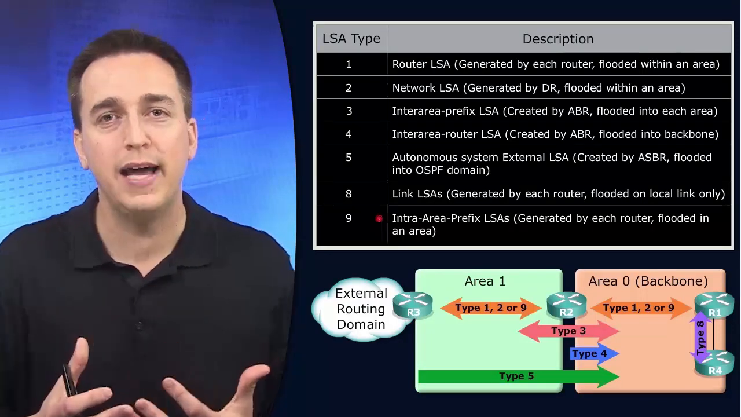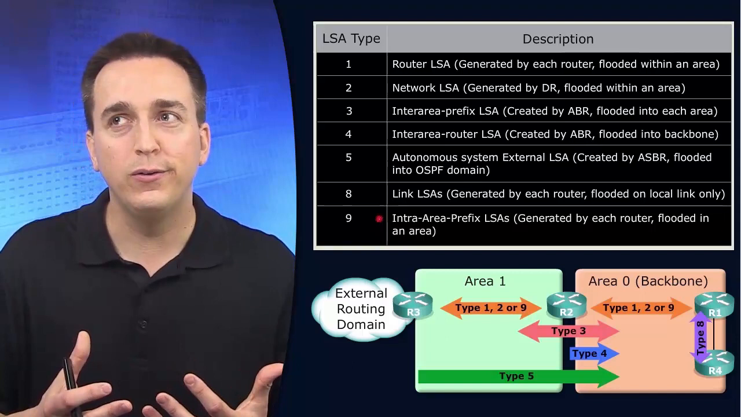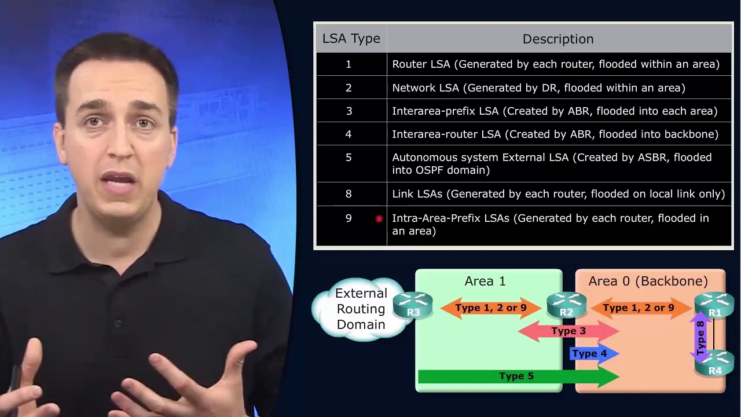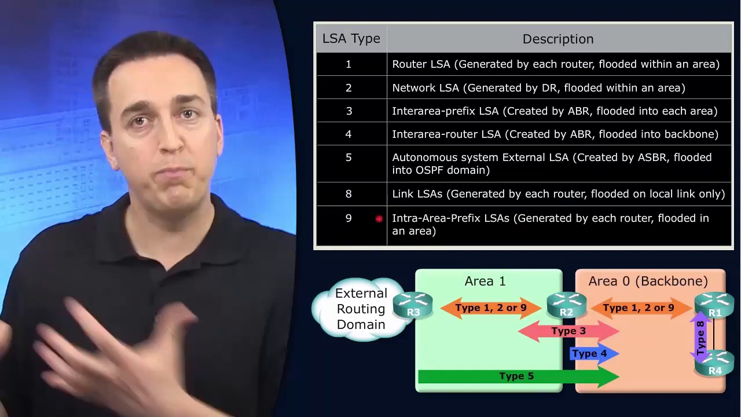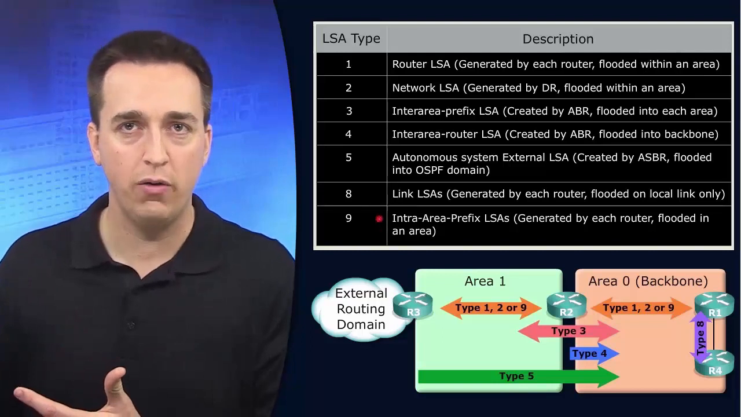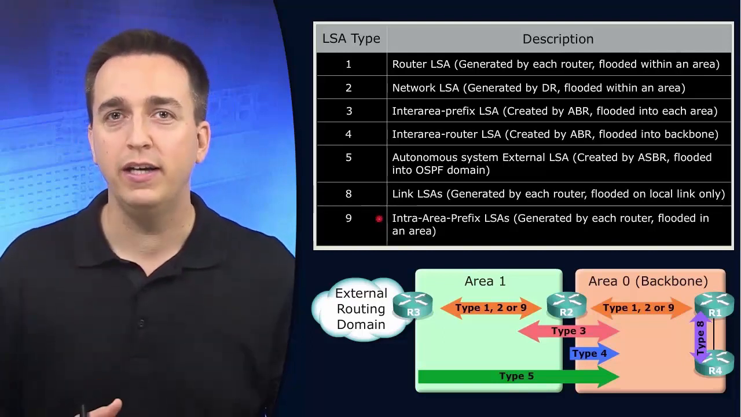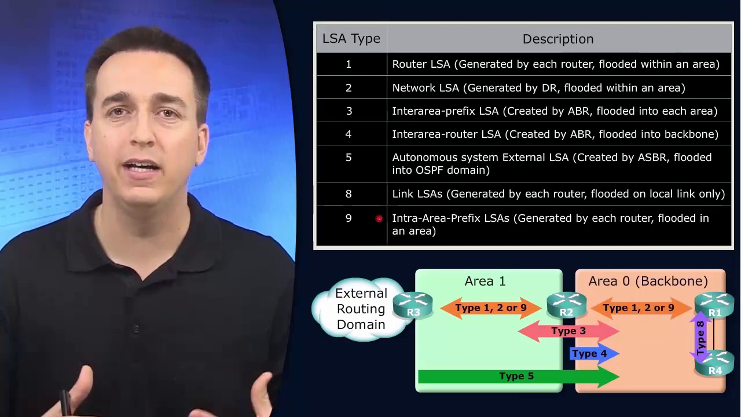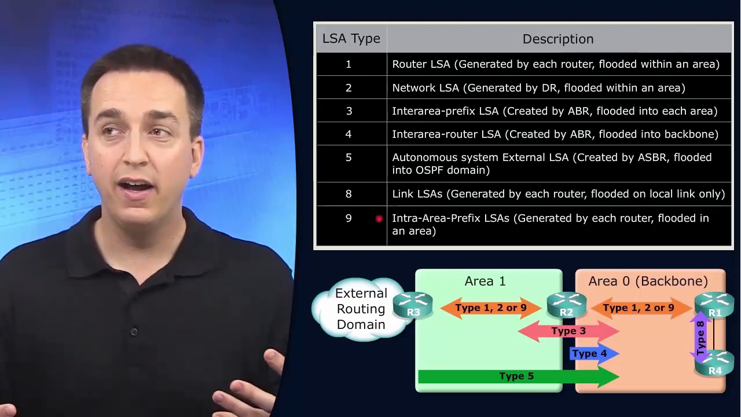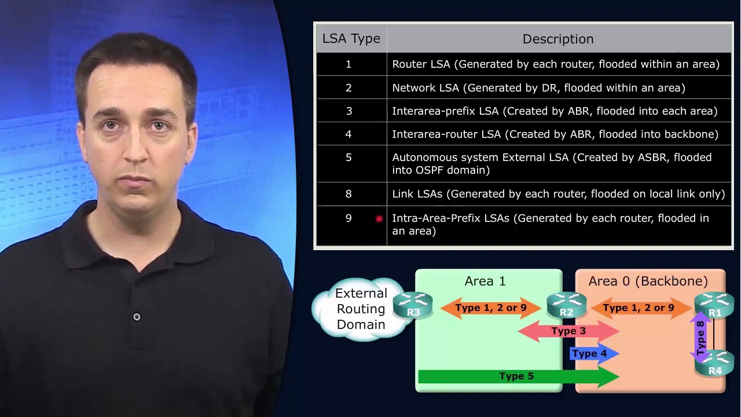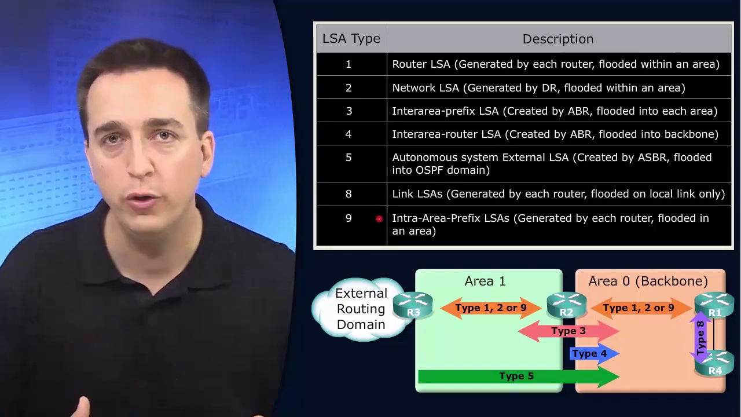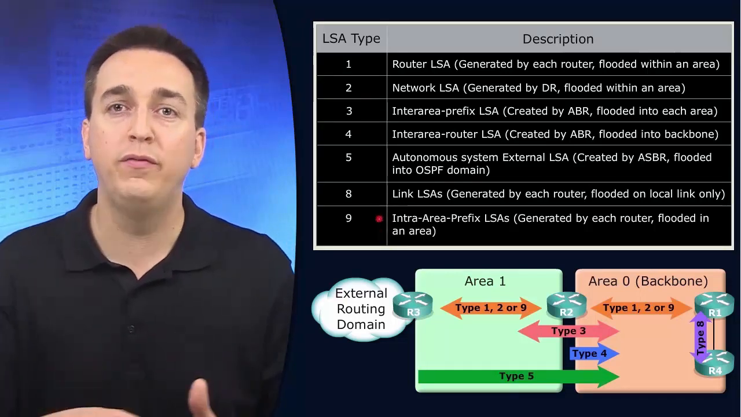So this is that LSA now that says, this is me, this is the prefix information I know about locally. And the Type 1 router LSA for OSPFv3 is saying, this is me, and this is who I'm connected to. So how does this improve OSPFv3 LSAs?